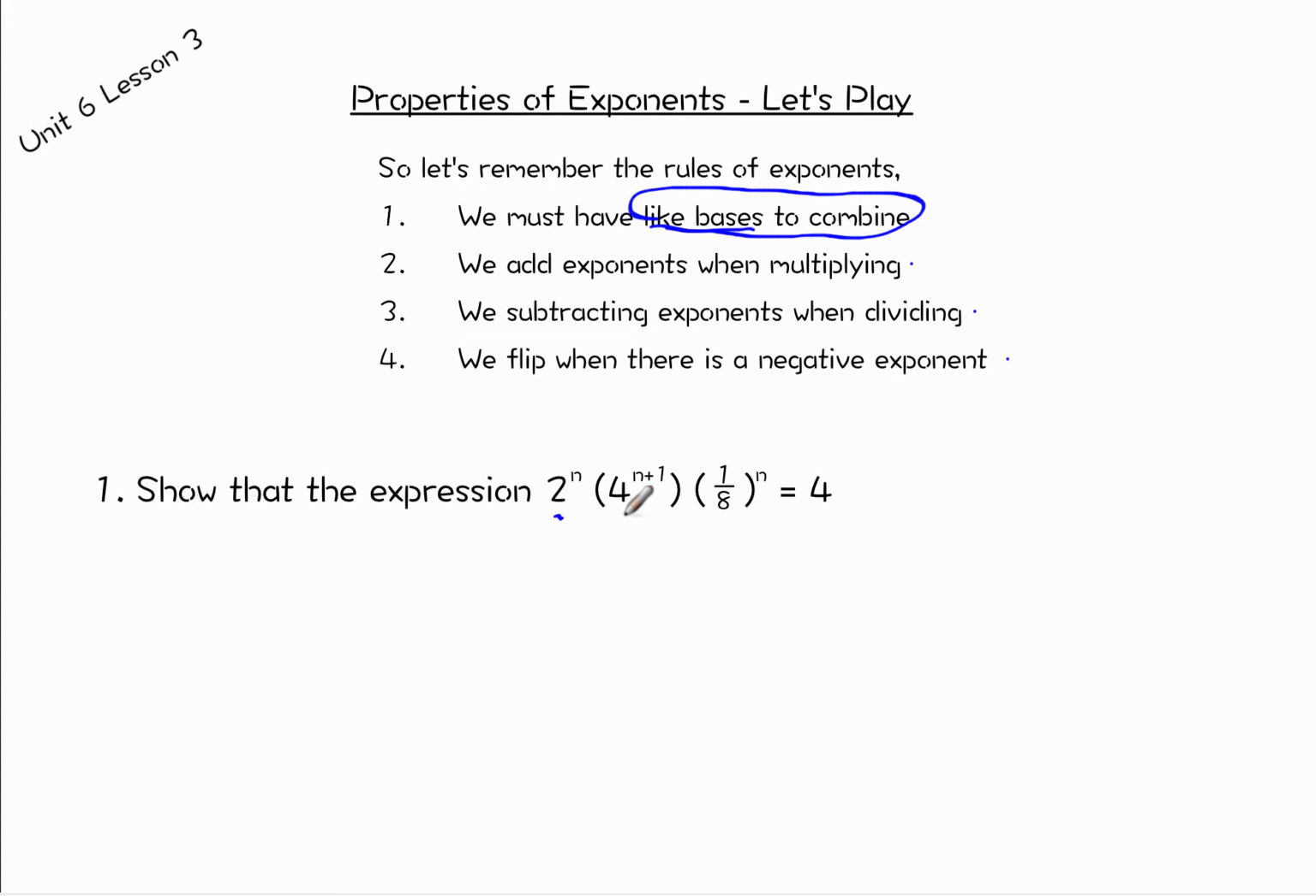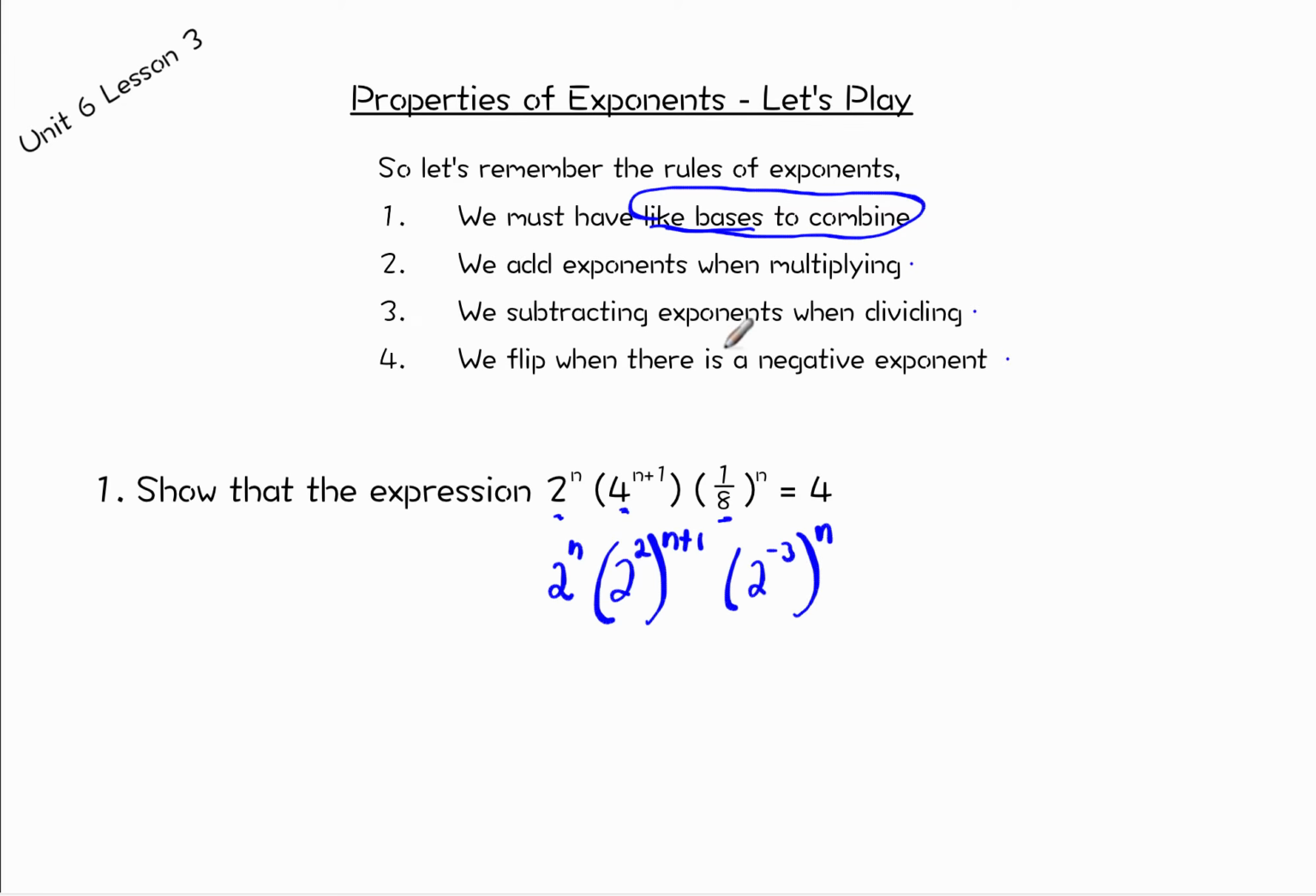So I look at this as base 2, this is base 4, and this is base 1/8. Well, I can rewrite all of these in a very easy base 2. In other words, this is already base 2. Good for you, you get to stay there. But I can rewrite this 4 as 2 squared, and then it's still being raised to the n plus 1 power. And this 1/8, that's right, it can be written as 2 to the negative 3, and then that's still being raised to the n power.